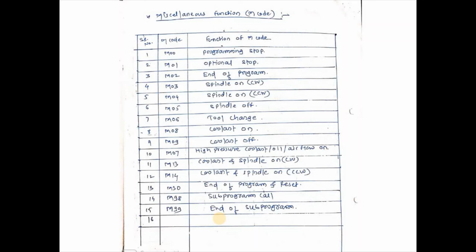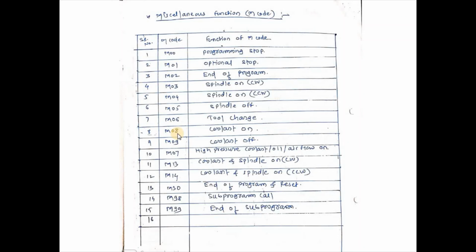Next, M03. When we want to start the spindle in the clockwise direction, we use M03. And the same, M04, for the spindle in the anti-clockwise direction. When we want to start the spindle anti-clockwise, we use the M04 code. Next, M05 is used for spindle off. Then M06 for tool change. If you want to change the tool for the next operation, we use the M06 code.